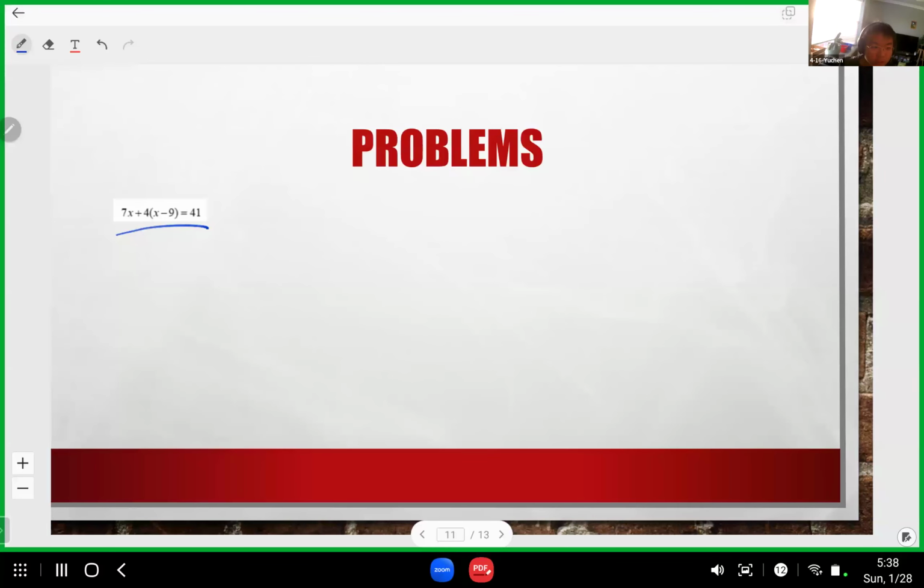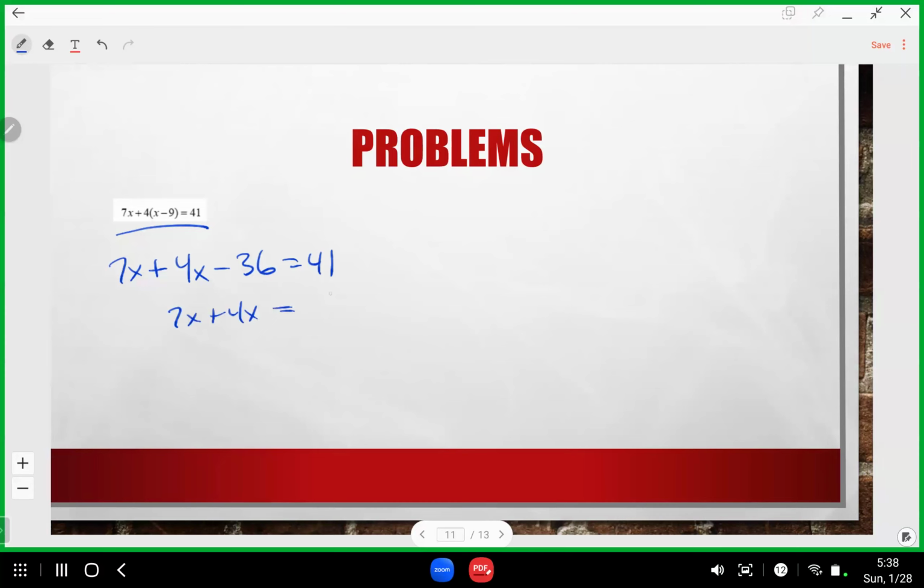For the question, you first distribute 4 into the group x minus 9, and then you get 7x plus 4x minus 36 equals 41. And then 36 plus 41 equals 77. So 11x equals 77, and then x equals 7.